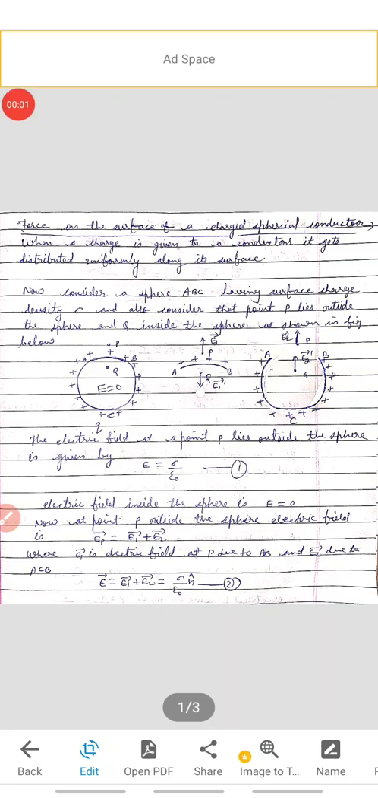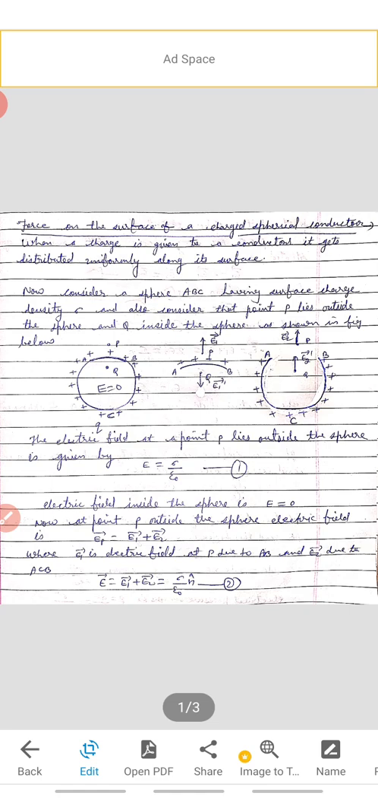Good morning, students. Today our topic is force on the surface of a charged spherical conductor. We have to find out the force on the surface of a charged spherical conductor. We know that when a charge is given to a conductor, it gets distributed uniformly along its surface.